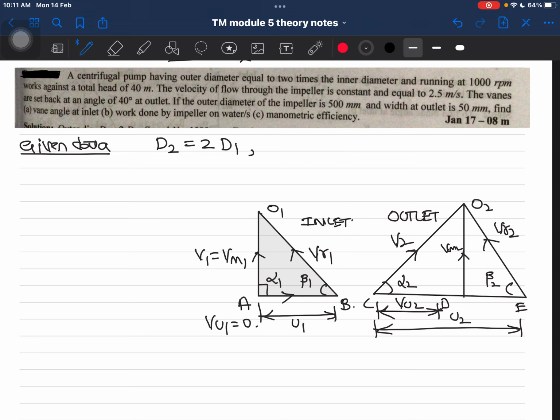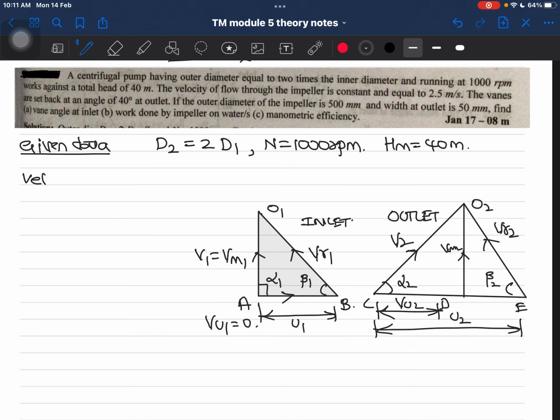Now he says it is running at 1000 rpm, so N is equal to 1000 rpm. Next, working against the total head of 40 meters. I told you the total head is nothing but the manometric head, which is given as 40 meters here. The velocity of flow through the impeller is constant.